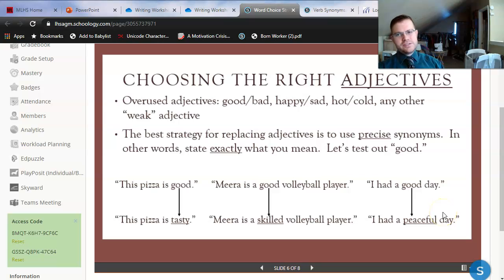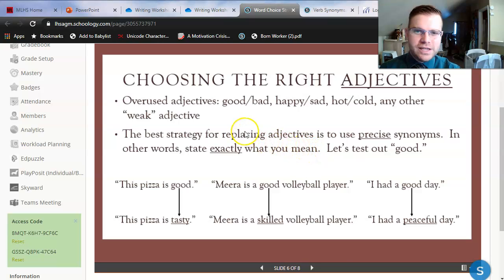Adjectives are another one. Some examples of overused adjectives: good and bad, happy and sad, hot and cold. Really, any other weak adjective that you would expect a 6-year-old or a 7-year-old to know. We want to go more advanced than that in upper-level high school stuff and low-level college classes as well. The best strategy for replacing adjectives is to use really precise synonyms. In other words, state exactly what you mean.